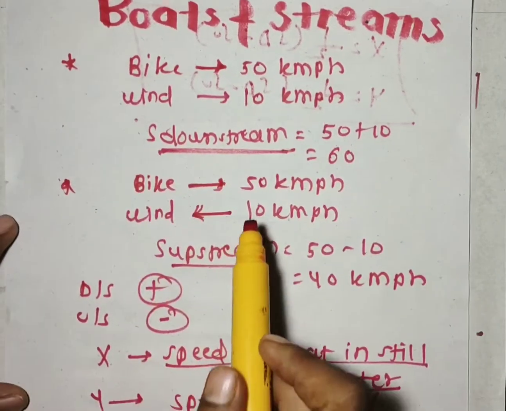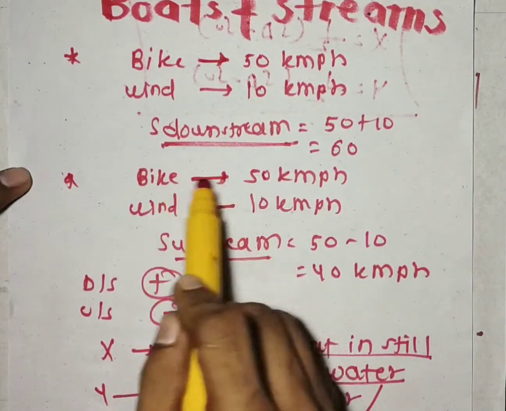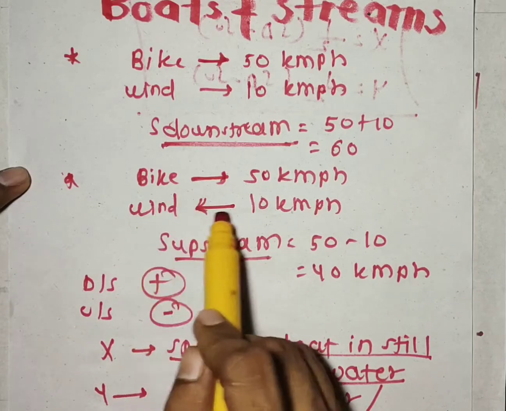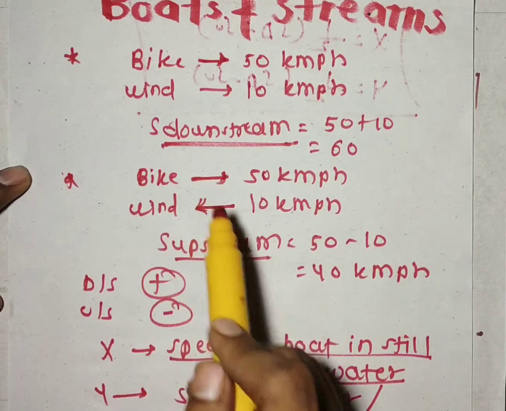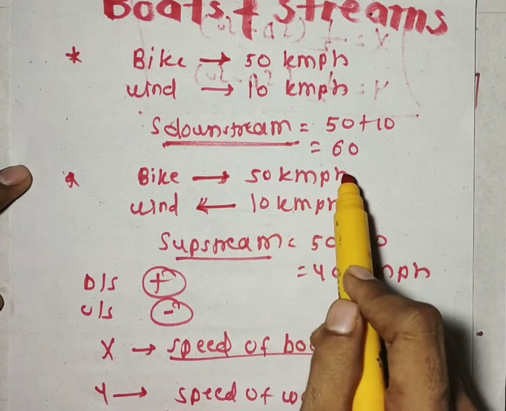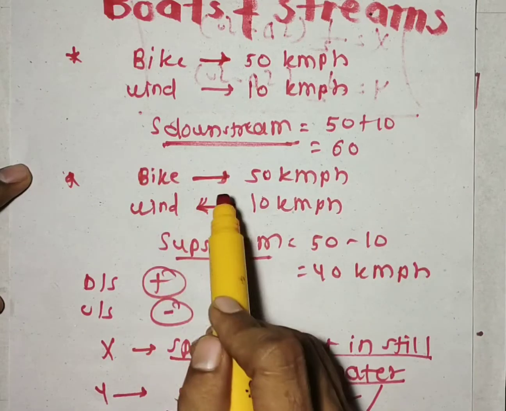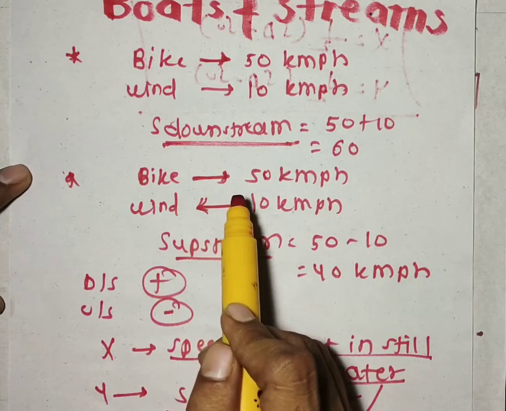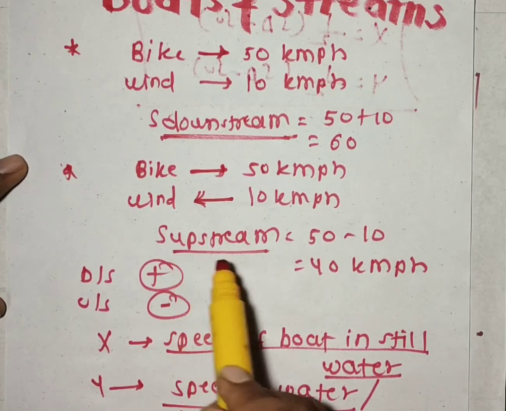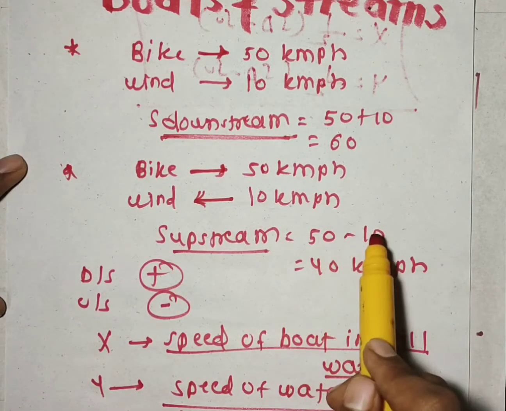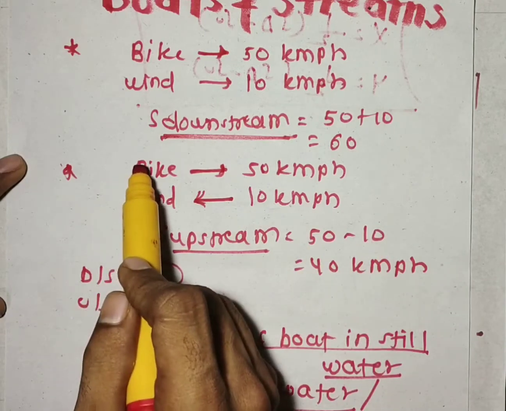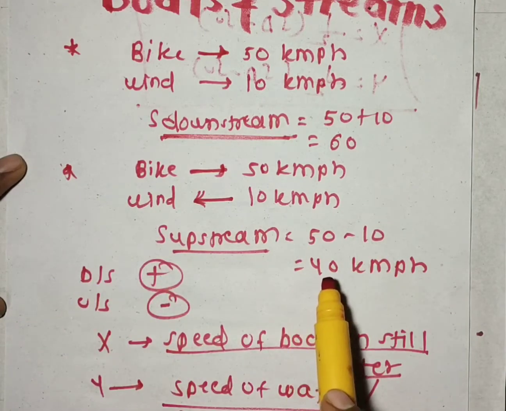In the second case, the bike is going in this direction and the wind starts blowing in the opposite direction, with speeds of 50 km per hour and 10 km per hour respectively for bike and wind. If they are going in opposite directions, it is called the upstream speed. It is nothing but 50 minus 10, as the wind is resisting the bike's speed. That's why 50 minus 10 is equal to 40 km per hour.